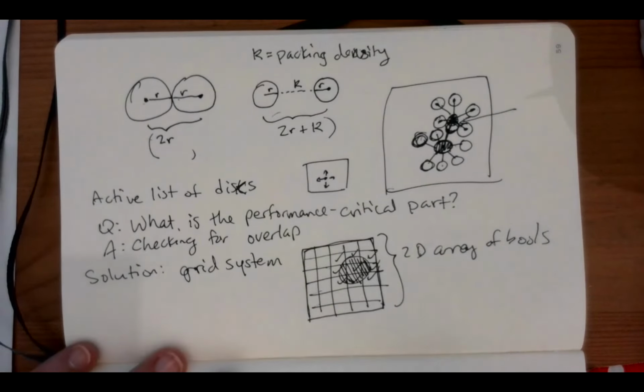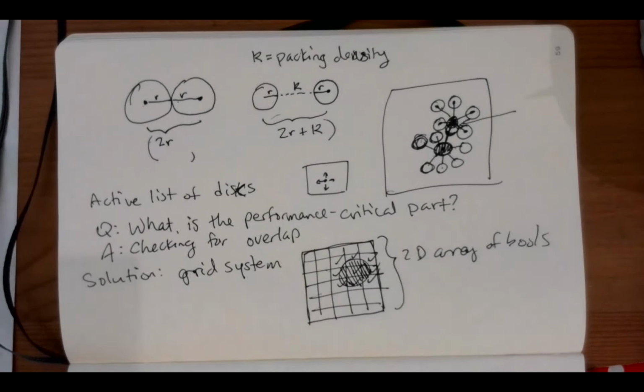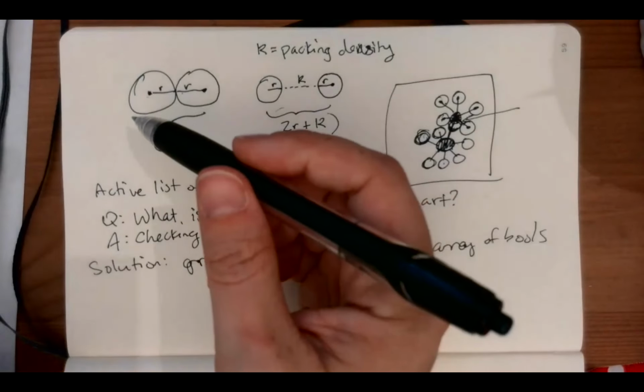Okay, so that's how Poisson disks work. Now remember I said this is assuming that all of the disks that you're placing have the same radius.